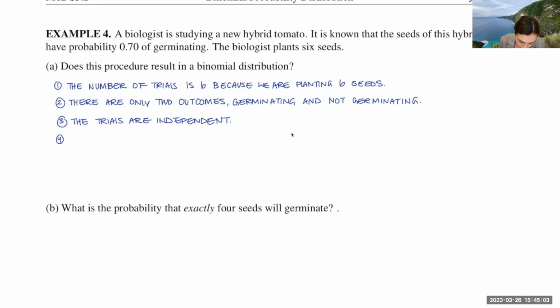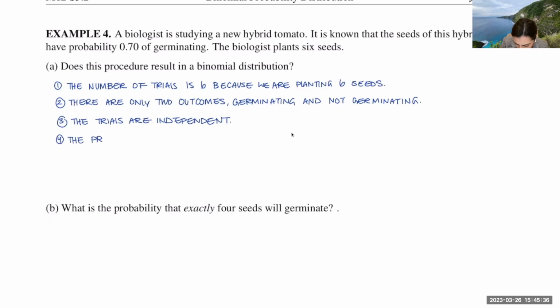Let's go ahead and talk about 4. So the last one is, is the probability of success always constant? And so if we're taking a success to be germinating, yeah, right? The probability that it germinates is the same every time. It's 0.70 or 0.7 or 70%. Okay, so the probability that it germinates is always the same. The probability it doesn't germinate would be 30%, right? Or 0.30, which would be 1 minus the probability of germinating.